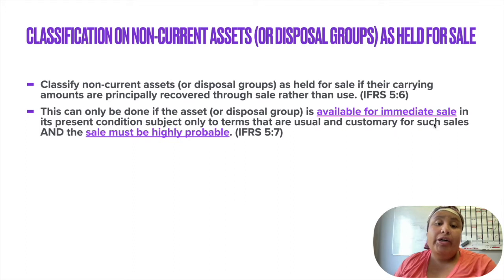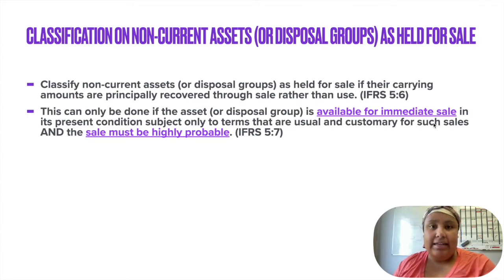Now, we can only classify these non-current assets as held for sale if we satisfy two criteria. So the first is that it must be available for immediate sale in its present condition, subject only to terms that are usual and customary for such sales. So it must be available for immediate sale. And the second criteria is that the sale must be highly probable.